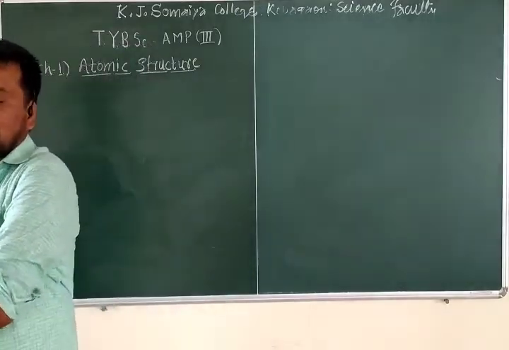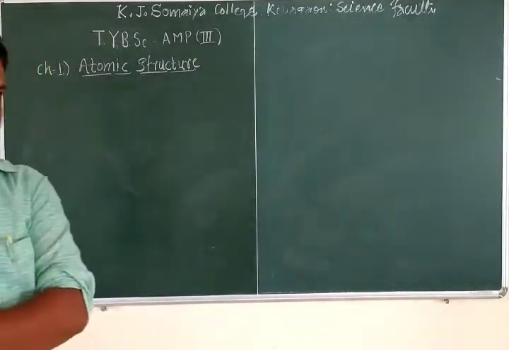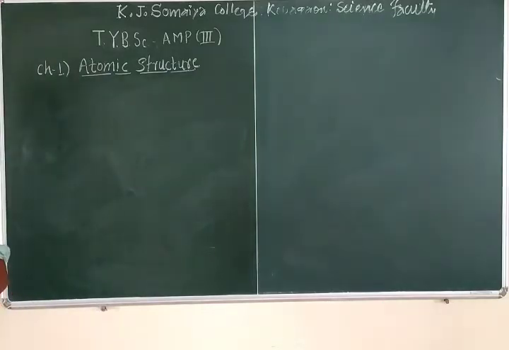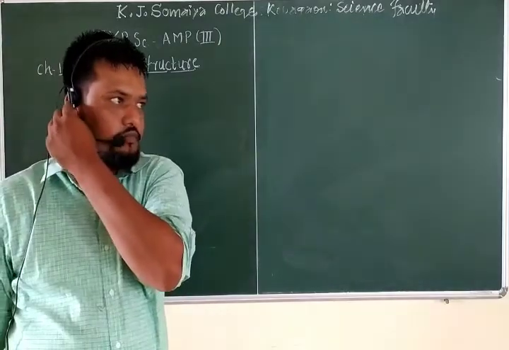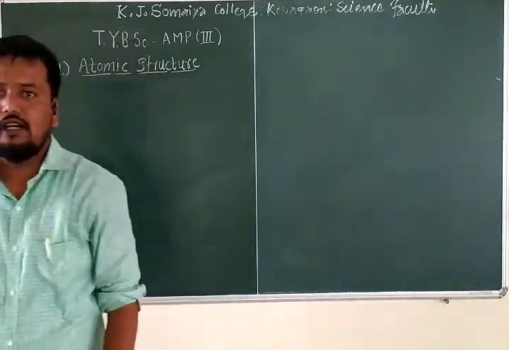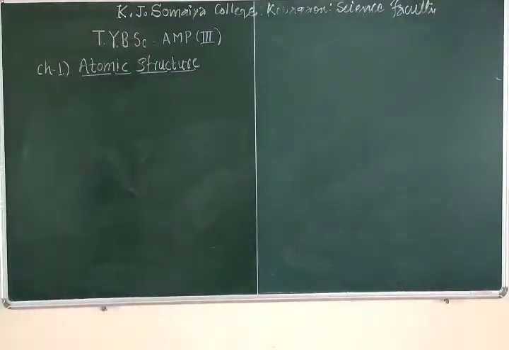So, a summary of the last lecture: we looked at atomic structure, the small idea about the atom, that the atom is a tiny particle having a massive positive charge nucleus and electrons revolving around it.